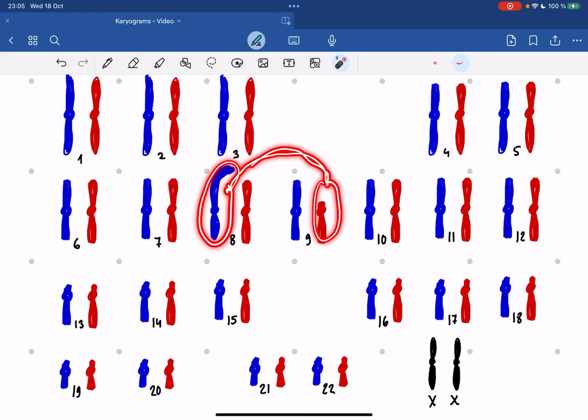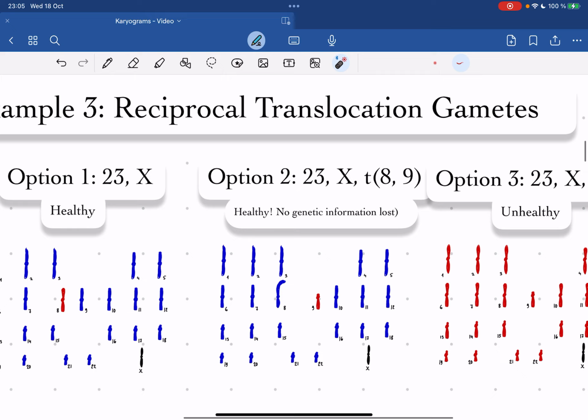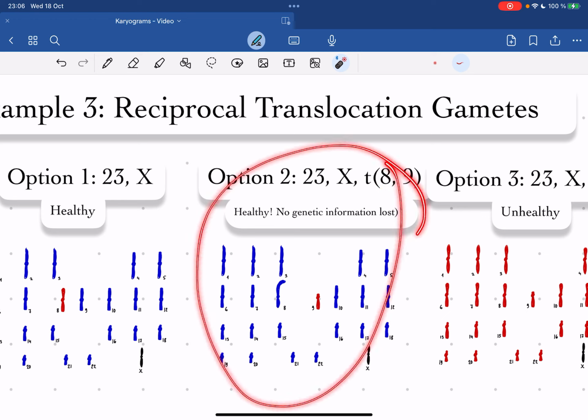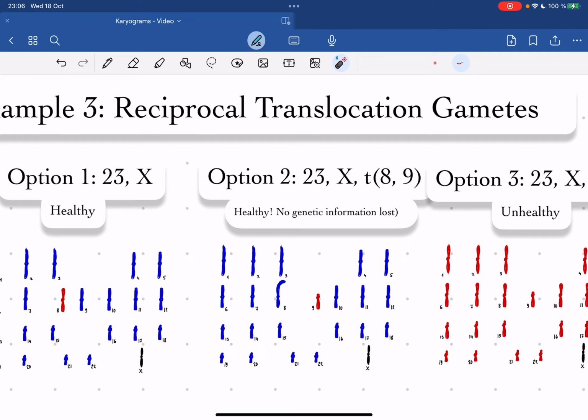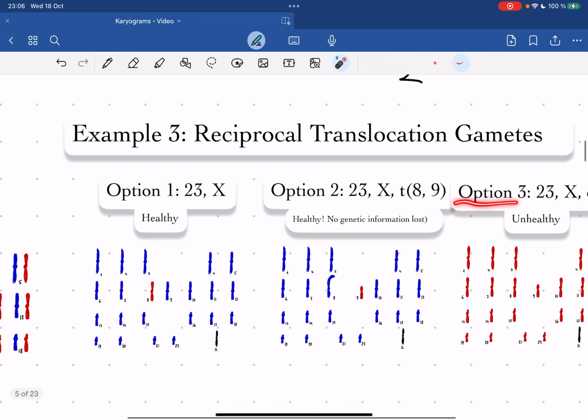So if we take these 2 chromosomes to get in one of the same gamete, we will be healthy because nothing is lost and nothing is gained here. However, we will still have to write that there is a translocation occurring and it has to be in numerical order, okay? But this will still be healthy. Remember, any translocation will be healthy. However, for option 3, it's different.